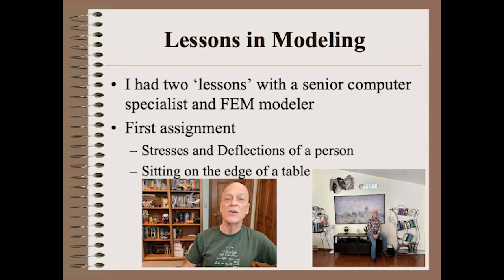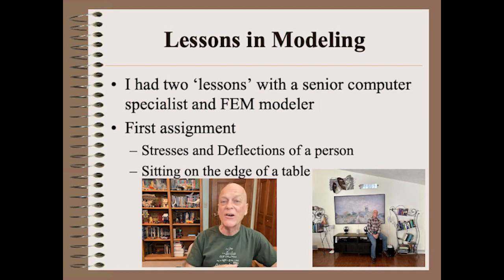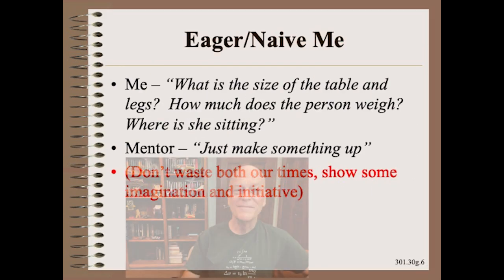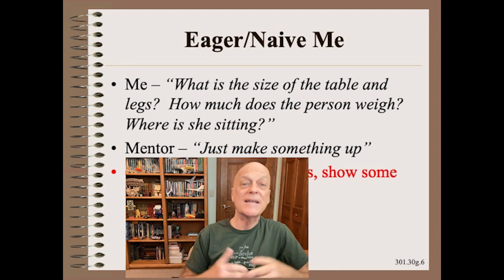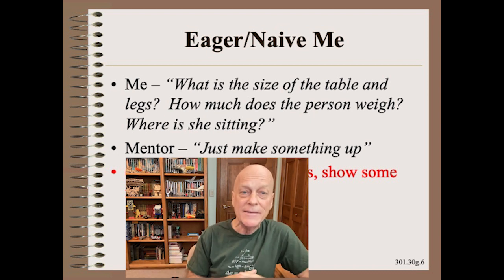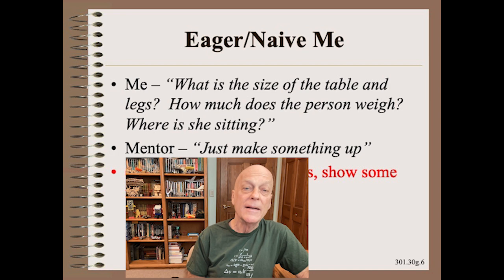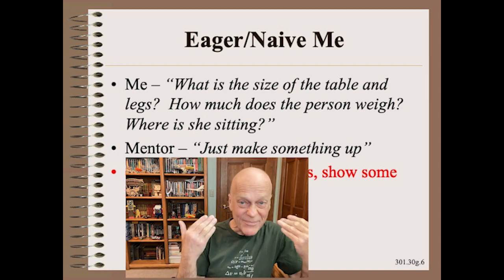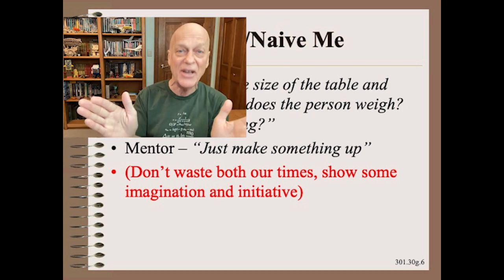The first assignment was to find the stresses and deflections of a person sitting on the edge of a table. Something like the picture here of me sitting on the edge of the credenza in my living room. I was quite eager to do things right, so I asked, what is the size of the table and the legs? And how much does the person weigh? And where is she sitting? My mentor replied, just make something up reasonable. Now I imagine he was thinking to himself, kid, don't waste both of our times. Show some initiative and imagination.